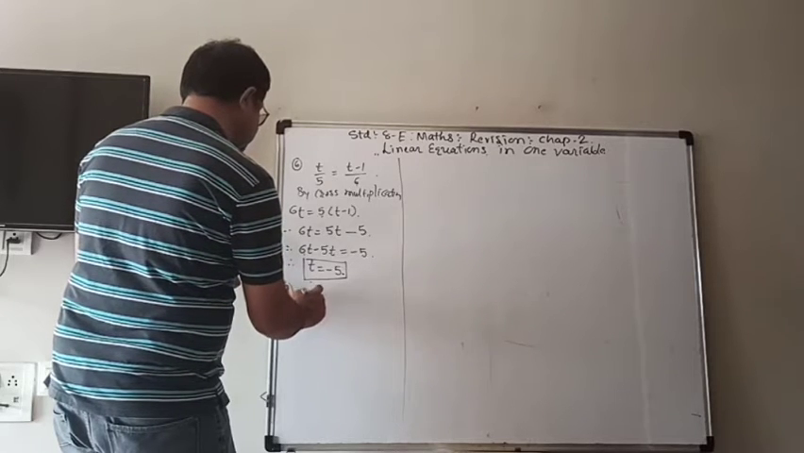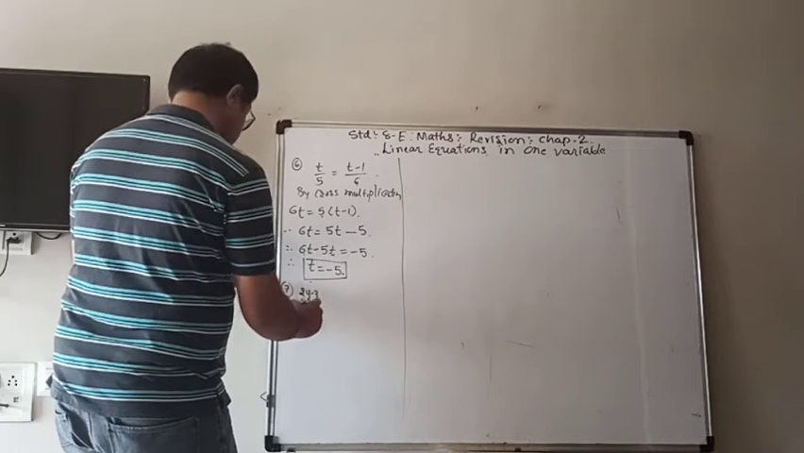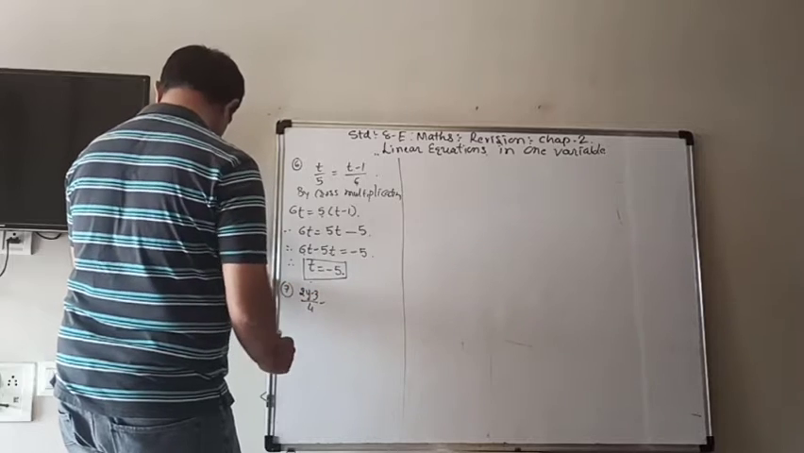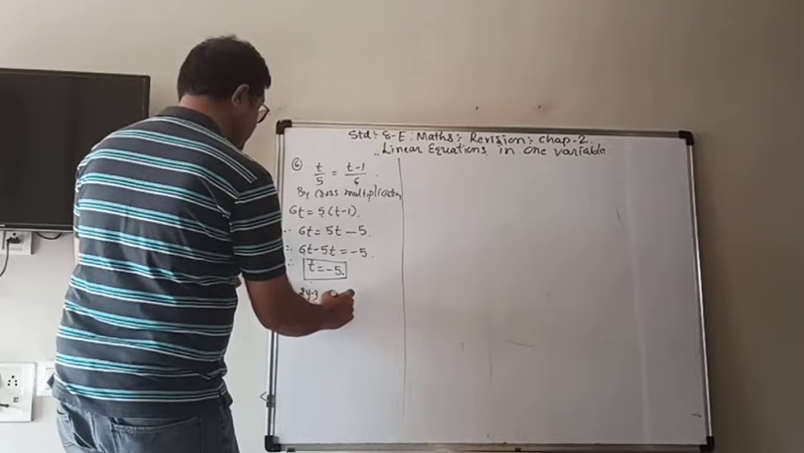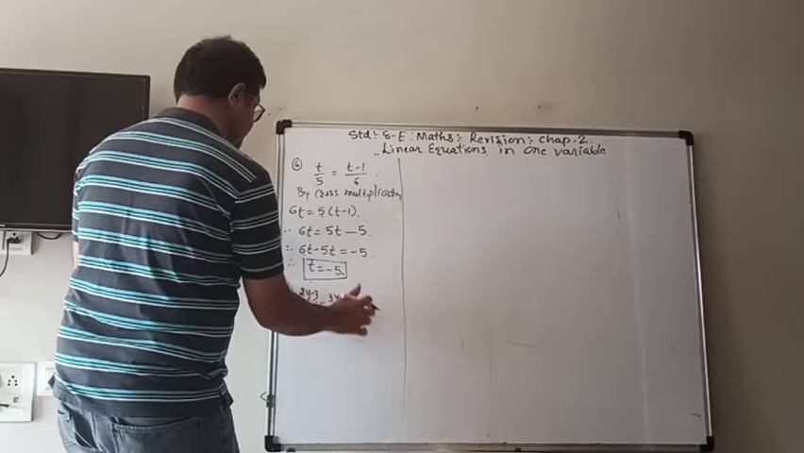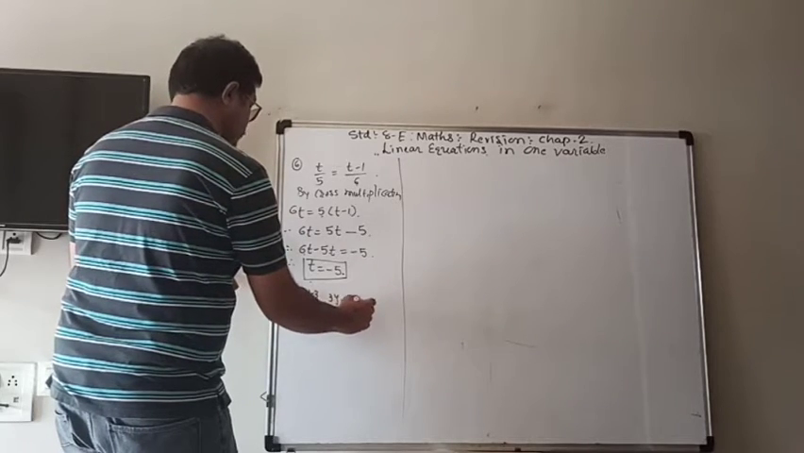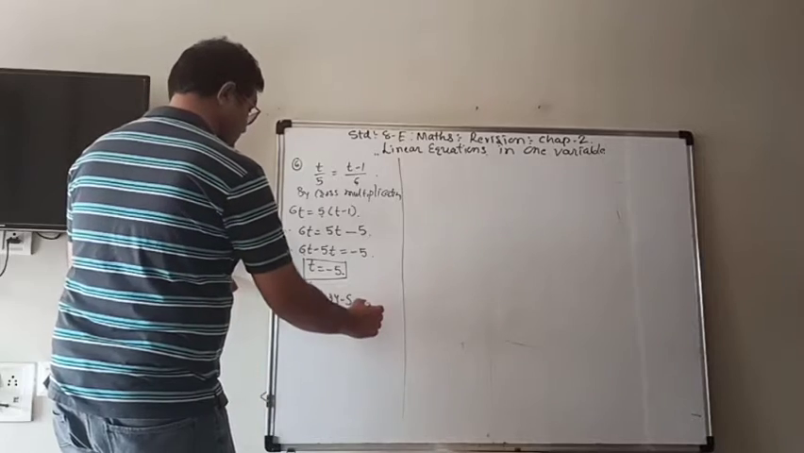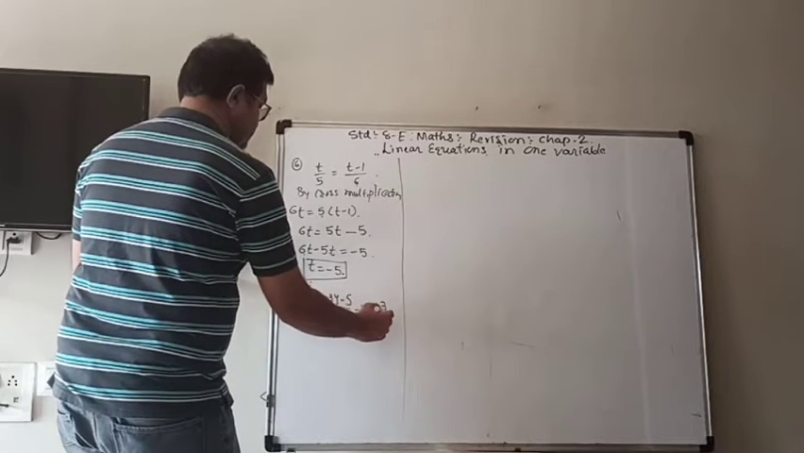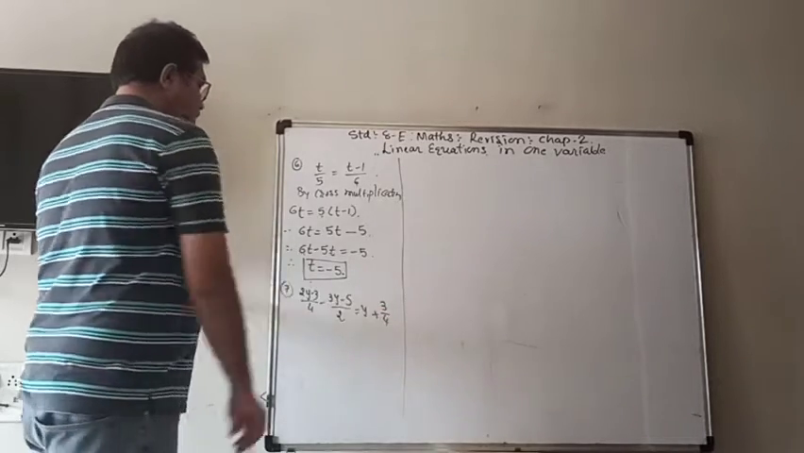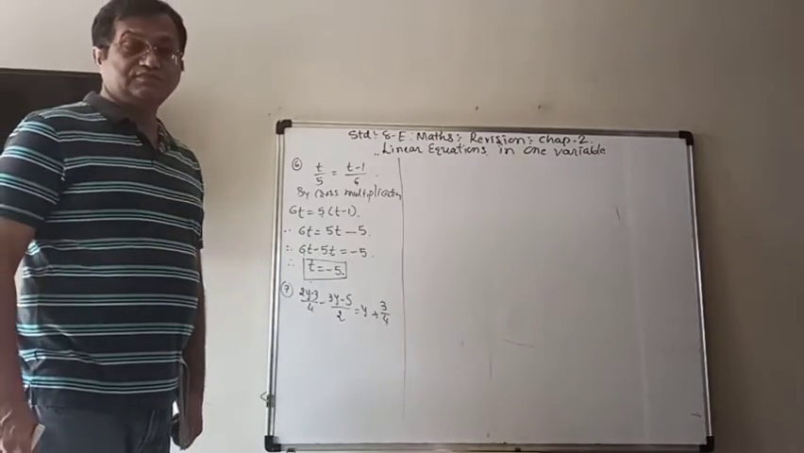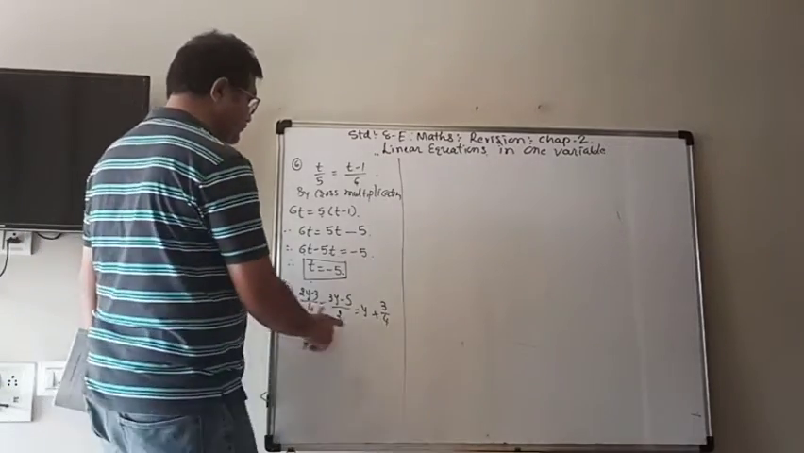(2y minus 3)/4 minus (3y minus 5)/2 equals y plus 3/4. Here, looking at all the denominators, we have to take the LCM, and the LCM will be 4.